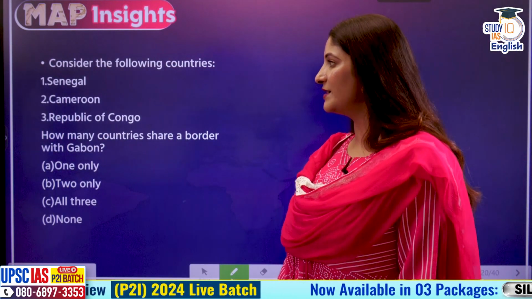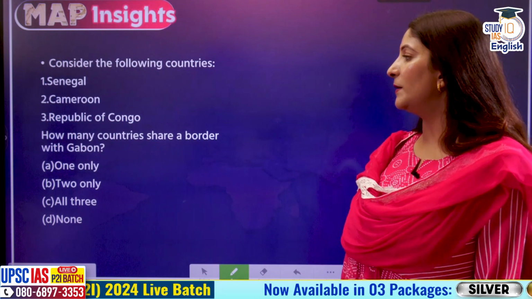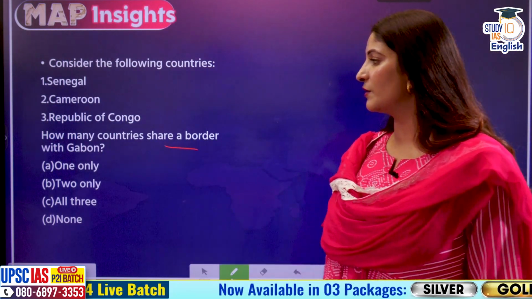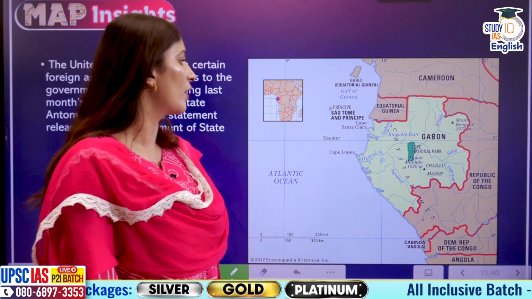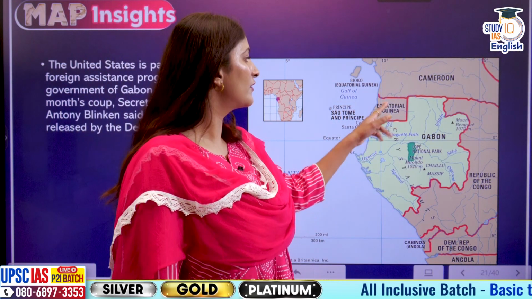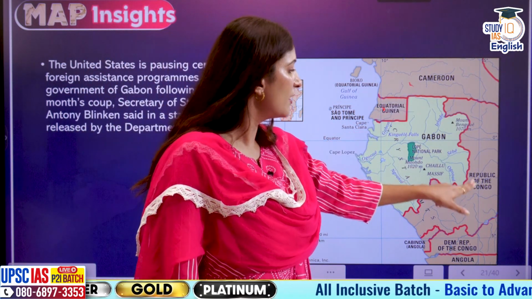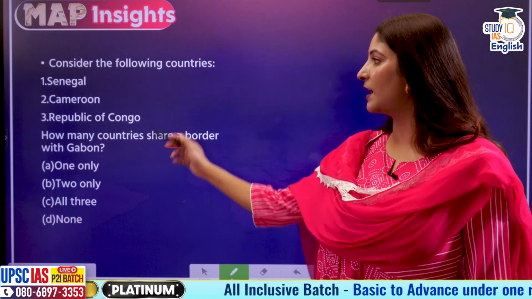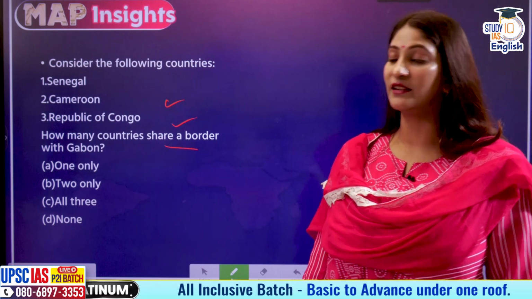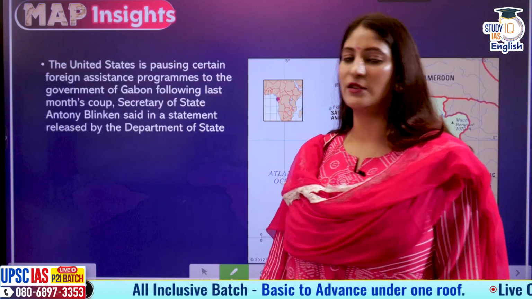Consider the following countries: Senegal, Cameroon, Republic of Congo. How many countries share a border with Gabon? So let us see. Right now Gabon's status is not really good financially because USA has halted certain aid to it because of the military coup that is going on. So Gabon has a border with Equatorial Guinea, Cameroon, Republic of Congo, not Senegal. So that makes Cameroon and Republic of Congo the correct answers. 2 only will be correct over here.